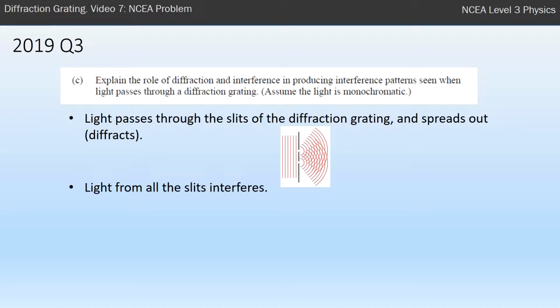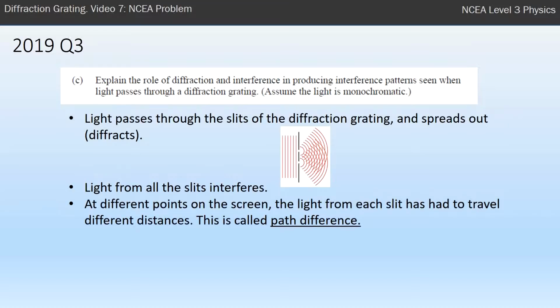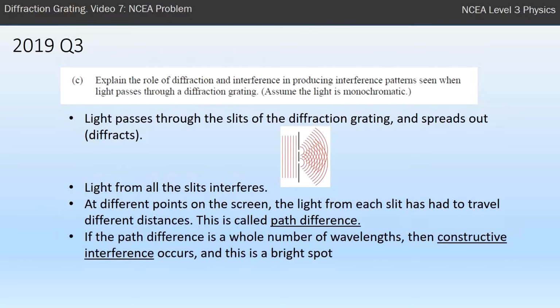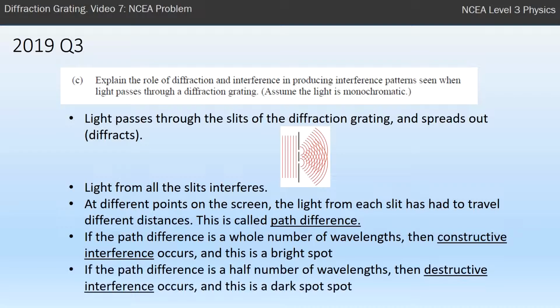That light that's diffracted and spread out interferes with each other from all the slits. At different points on the screen, the light from each slit has had to travel different distances. This is called path difference. It's a key word, so I've underlined it so the examiner can see that I know what I'm talking about. Now we describe what path difference does. If that path difference is a whole number of wavelengths, we get constructive interference. That's a bright spot. If the path difference is a half number of wavelengths, then destructive interference, and we get a dark spot.